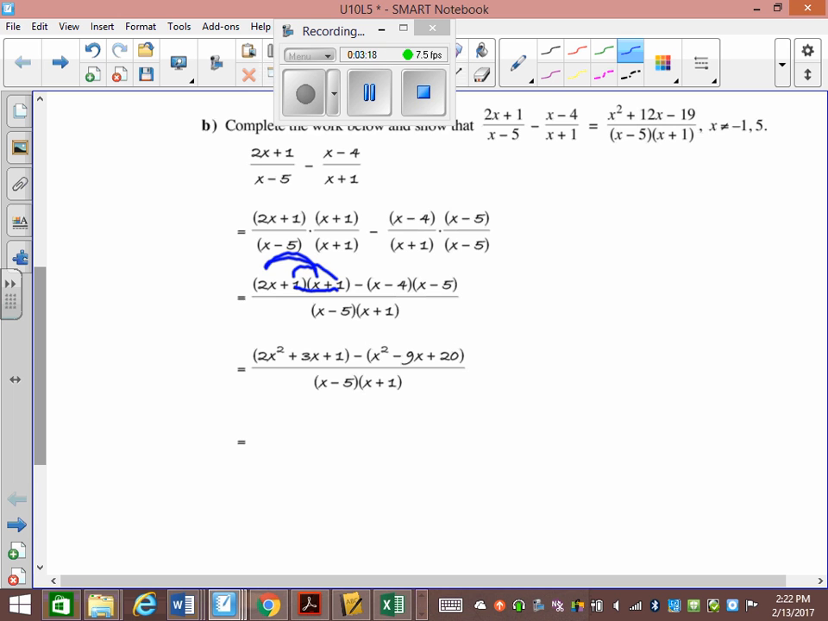Then a minus sign and a bracket. x squared minus 5x minus 4x is minus 9x. Minus 4 times minus 5 is positive 20. Why do they have this in brackets, this x squared minus 9x plus 20? Why is it in brackets? What did I tell you about subtraction on Friday?